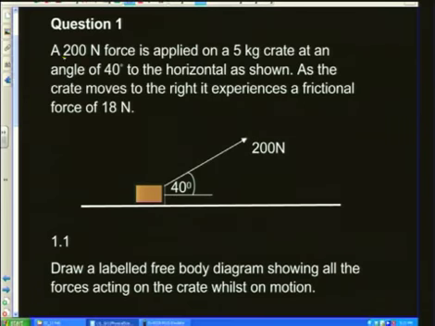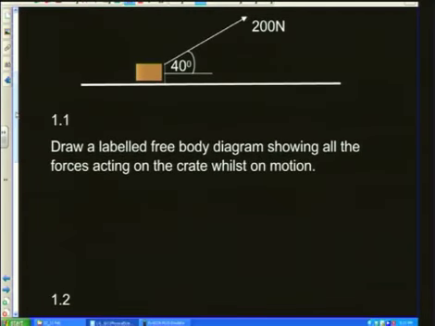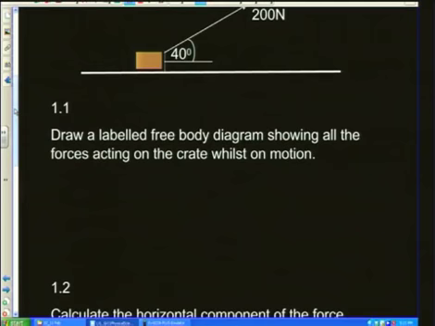Question 1 says, a 200 Newton force is applied on a 5 kilogram crate at an angle of 40 degrees to the horizontal, as shown. So you would see this diagram here. As the crate moves to the right, it experiences a frictional force of 18 newtons. Then come the questions. There is the diagram. 1.1. Draw a labeled free body diagram showing all the forces acting on the crate.